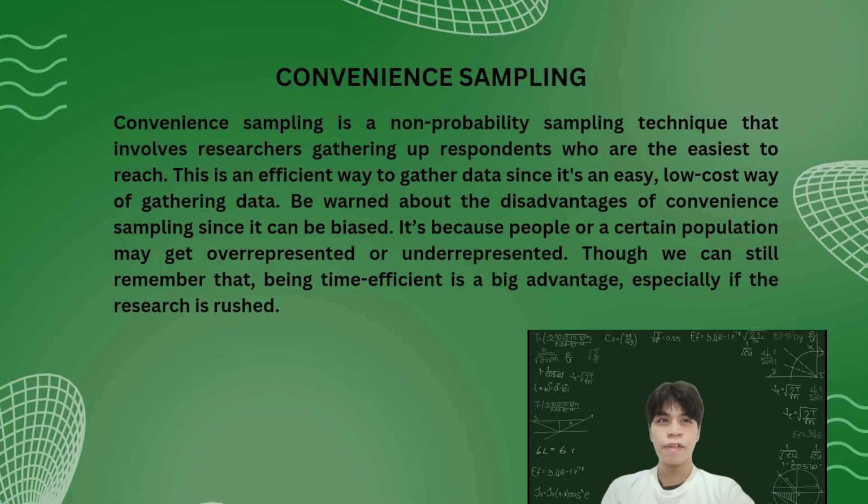Convenience sampling is a non-probability sampling technique in which researchers gather respondents who are the easiest to reach. This is an efficient, low-cost way of gathering data. Though be warned about the disadvantages of convenience sampling, since it can be biased. That's because a certain portion of a population may be overrepresented or underrepresented. Still, being time efficient is a big advantage, especially if the researchers are rushed.